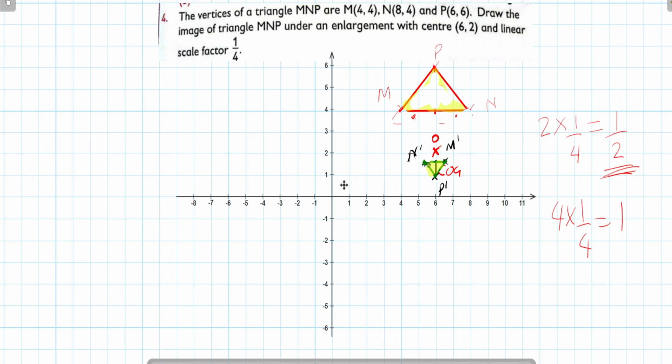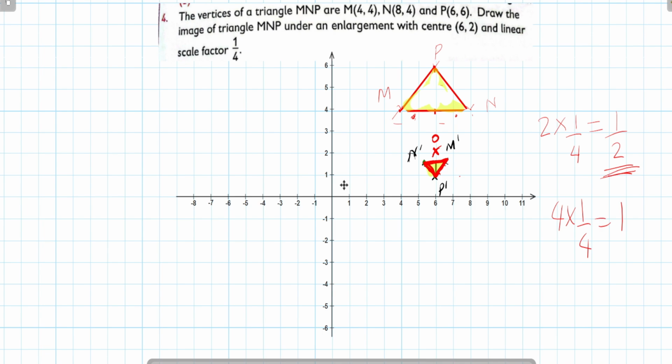So your image is this one. This is your image. It has become very small. That is how we get the answer. So just in case someone asks you how to find it, remember that is your image. Very, very small again.